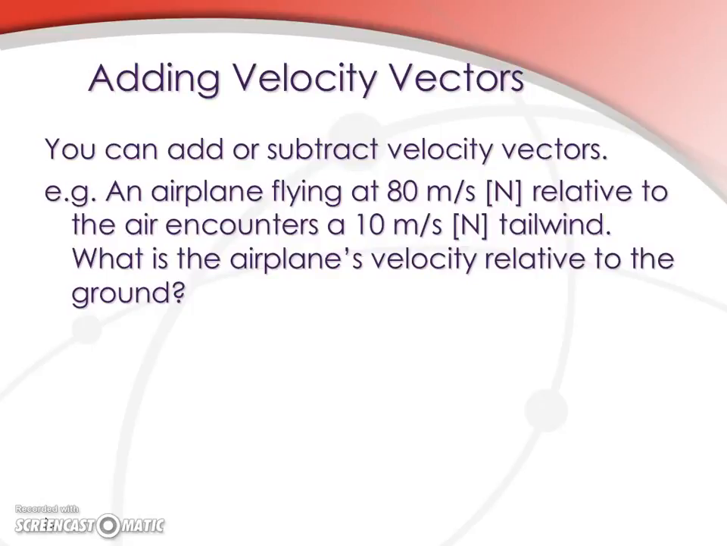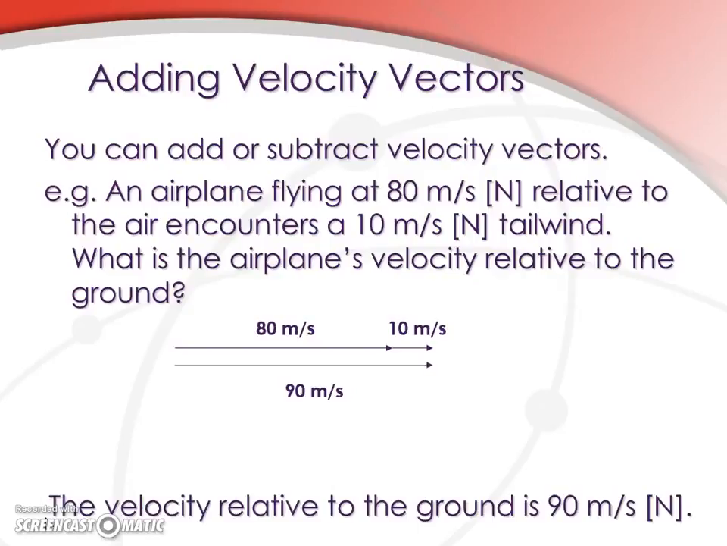A really simple example: if an airplane's flying at 80 meters per second north relative to the air, but the air has a speed relative to the ground of 10 meters per second north, our airplane's velocity relative to the ground is actually the sum of those two. So 80 meters per second north plus 10 meters per second north gives us 90 meters per second north. In other words, the velocity of the plane relative to the ground is 90 meters per second north.